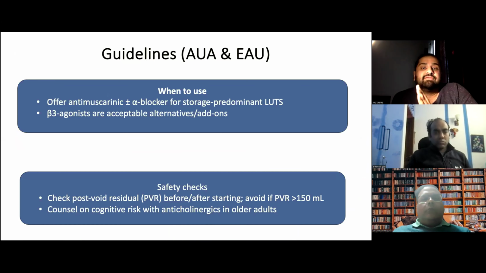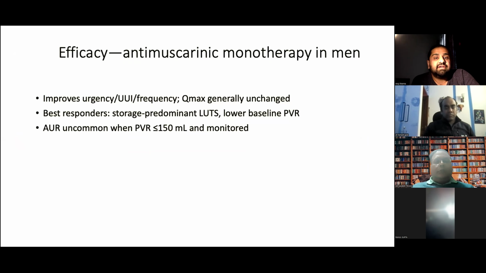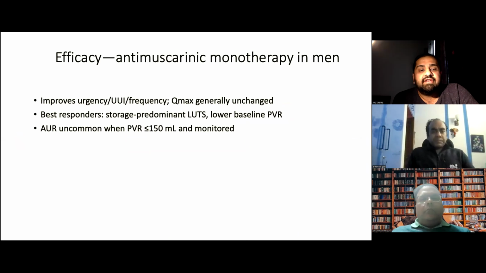So coming to the guidelines, we should offer antimuscarinics and alpha blockers for storage predominant LUTS, and a beta-3 agonist is always an acceptable alternative. You always need to check the PVR, and a borderline value of more than 150 ml can be kept in mind. For the anticholinergics, a cognitive risk enhancement has to be watched for in patients who are elderly. Efficacy of antimuscarinic monotherapy: it improves urgency and other storage predominant symptoms, and the best responders are the ones who have a lower baseline PVR. AUR is uncommon when the PVR is less than 150 ml.